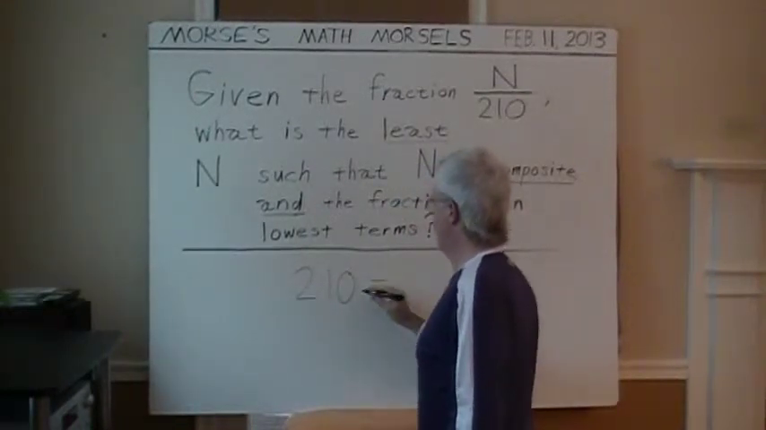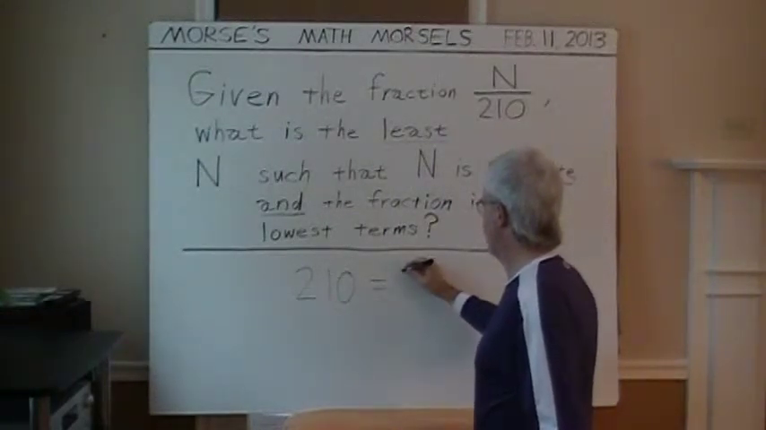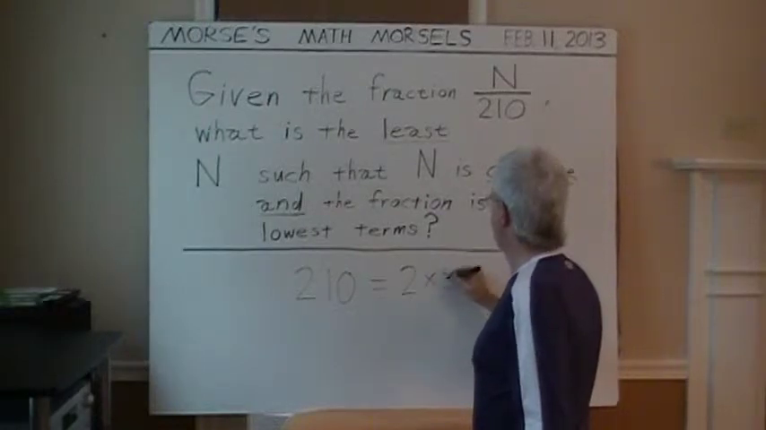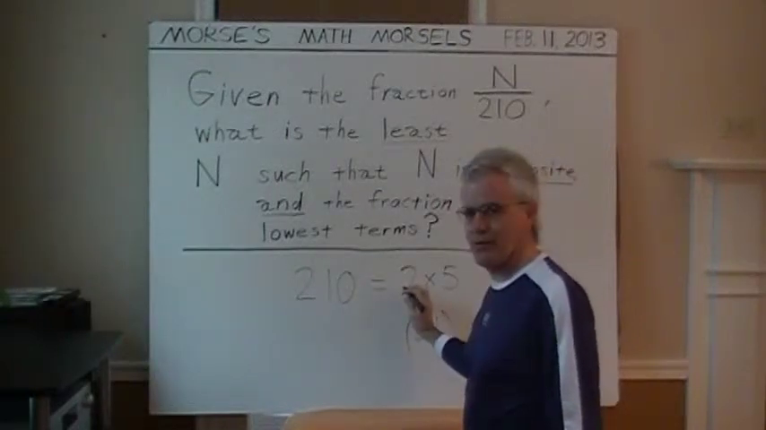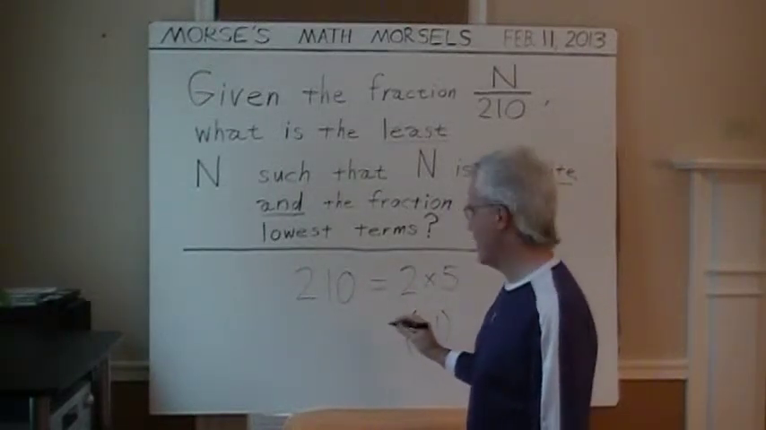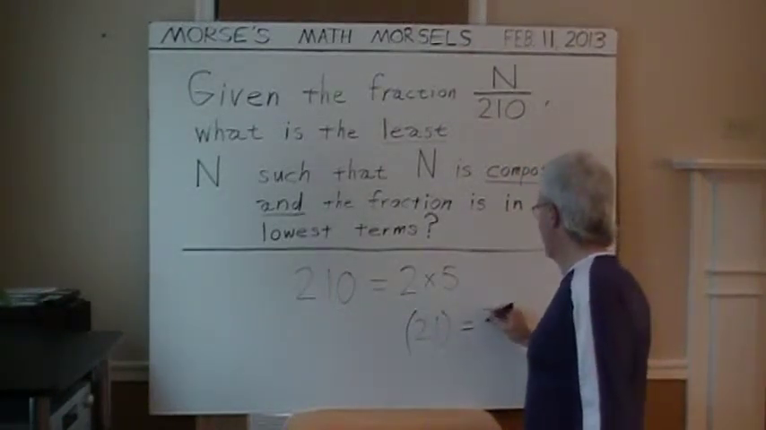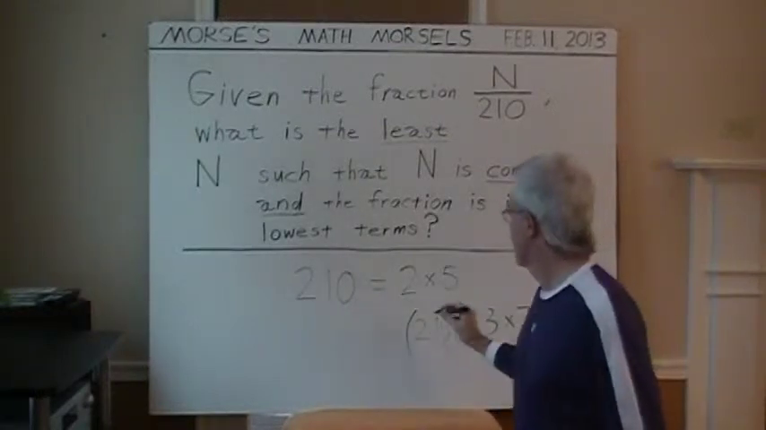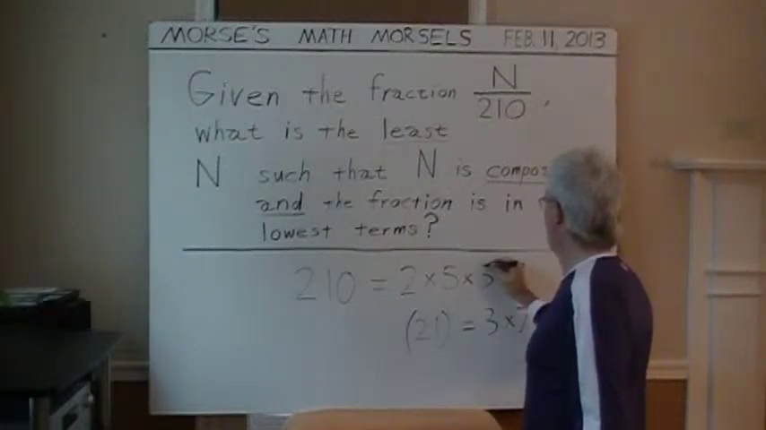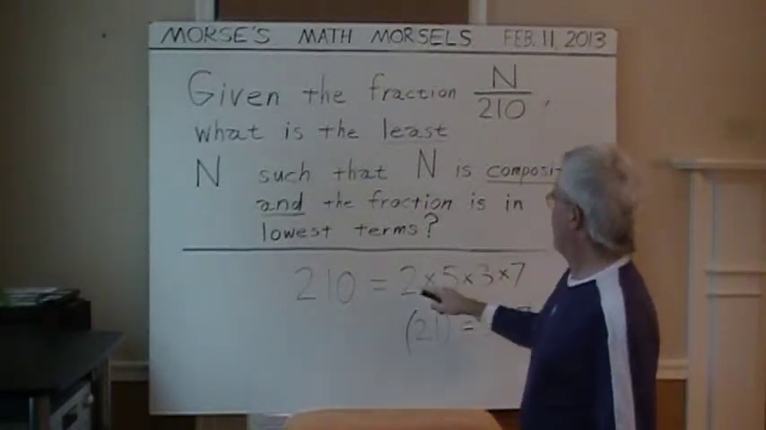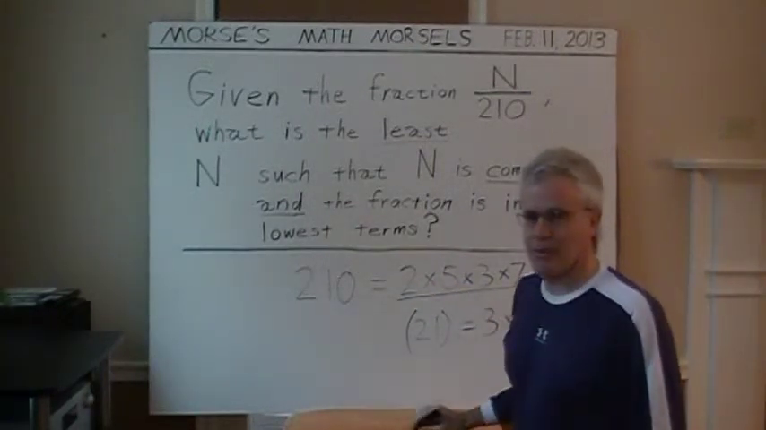210 is even, and ends in 0, incidentally. So we can divide it by 10, and 10 equals 2 times 5, and that will leave 21. If you divide 210 by 2 and by 5, which is 10, you'll just be left with 21, and 21 in turn equals 3 times 7. Well, 210 equals 2 times 5 times 3 times 7. The order doesn't matter. Therefore, n cannot be a multiple of any one of these 4 factors, all of which are prime.